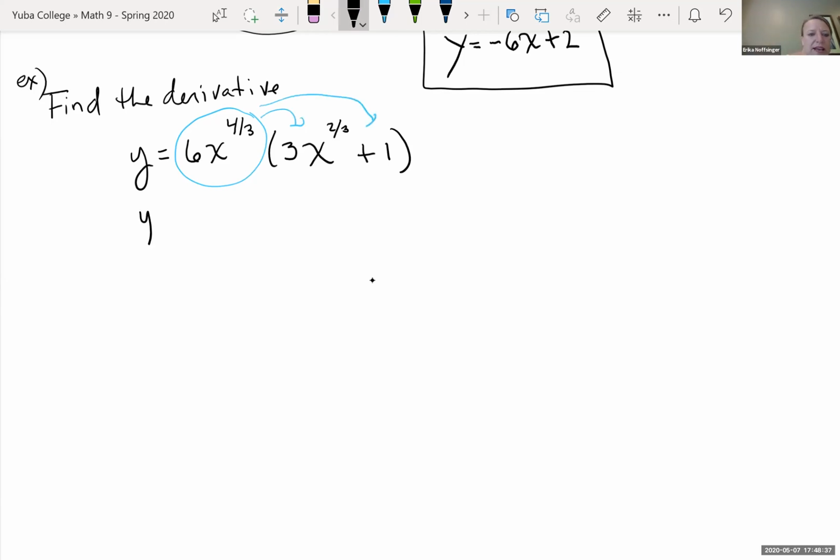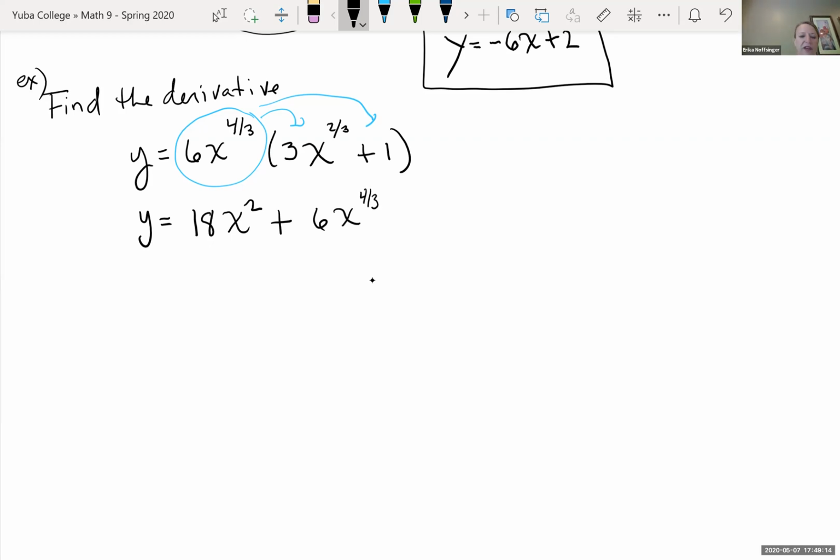So here we would get y is equal to, so we're going to use rules of exponents. First, let's multiply the coefficient. 6 times 3 is 18. x raised to the, so rules of exponents, same base, multiplication, you're going to add your exponents. So 4/3 plus 2/3 is 6/3. Well, 6 divided by 3 is 2. So we're really just left with x squared. Plus, distributing 6x to the 4/3 to the 1 is 6x to the 4/3.